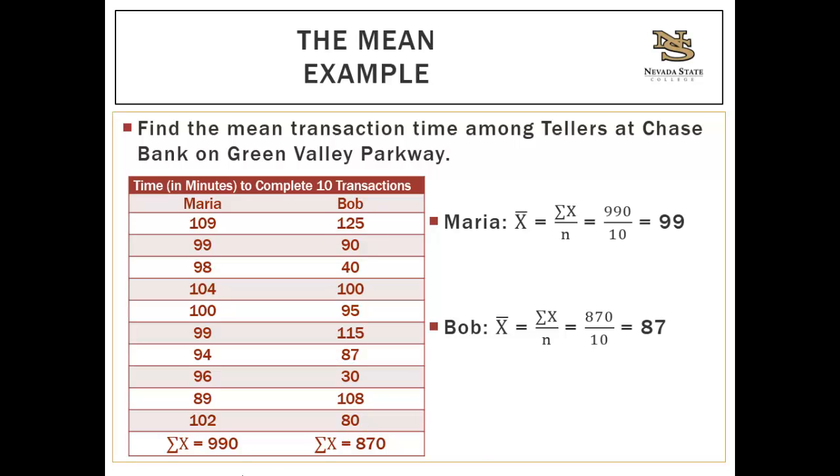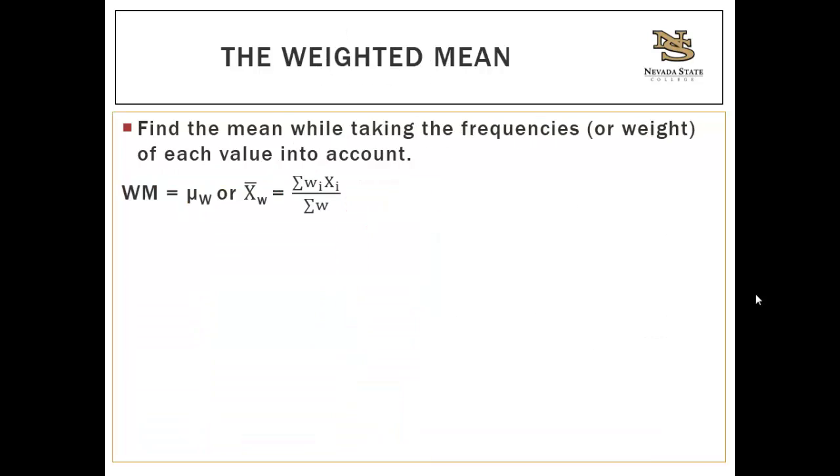So the best way to do this, to find your sum of X, is just add all the scores together. There's 10 scores in total. So for Maria, you add her scores together, you get 990. Divided by 10 scores, 99 is her mean. For Bob, add his scores together, you get 870. Divide it by 10 scores, and you get 87 for the mean. So overall, Maria had a higher, or a longer, transaction time.